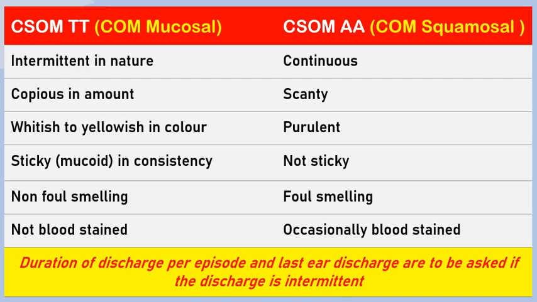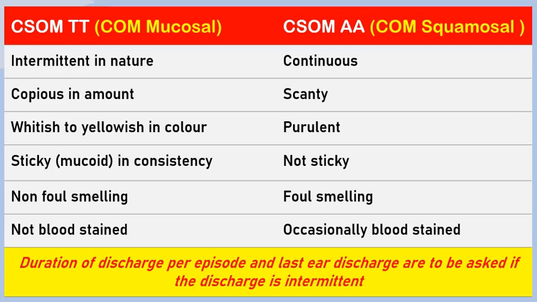The discharge in chronic otitis media mucosal disease is copious in amount because of the presence of goblet cells in the eustachian tube area as well as in the mastoid cavity, which secrete mucin and plenty of secretions. And the epithelium there is respiratory epithelium, which secretes lots of secretions.